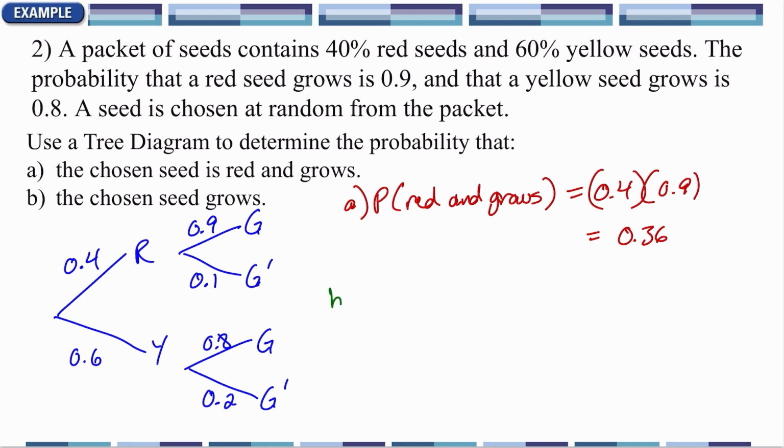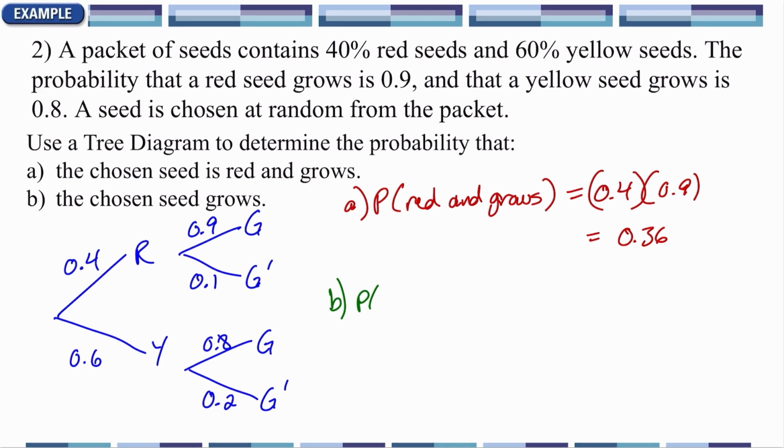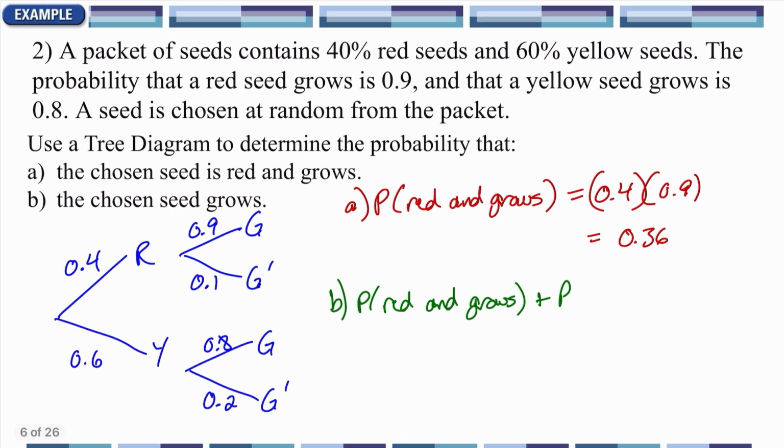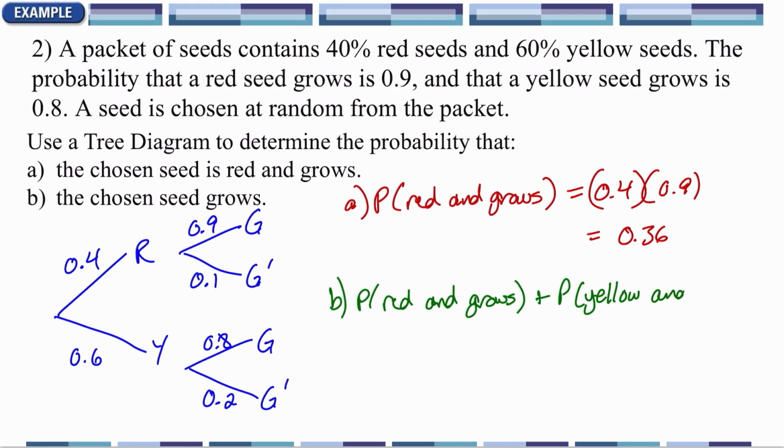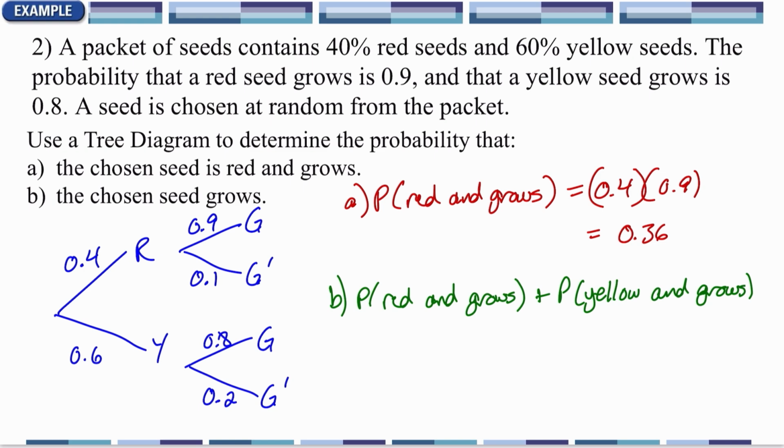Okay, and then for part B, that the chosen seed grows, that's the probability that it's red and grows, or, so and, sorry, an add. So whenever you say or, you can use an addition. So probability of yellow and grows. So that would be, well, red and grows, that's our answer to part A, so that's 0.36. And yellow and grows, that would be 0.6 times 0.8. And so when you calculate that, you're going to get 0.84.